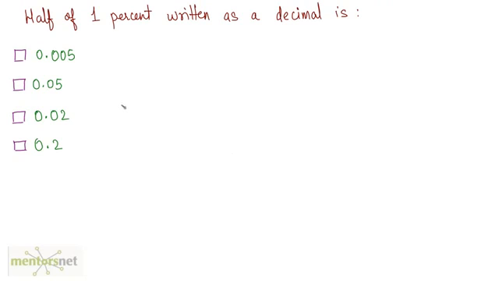Half of 1% written as decimal is. So 1% can be written as 1 by 100, and we have to take the half of it. So times 1 by 2, and that will give us the decimal equivalent of this. So this is equal to 1 by 100 times 2, or basically we can write this as 1 by 2 can be written as 0.5. So this is equals to 1 by 100 times 0.5.